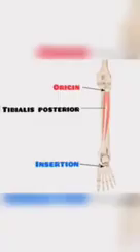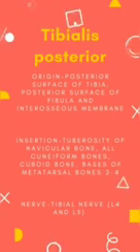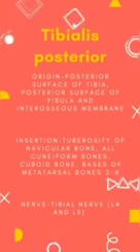Tibialis posterior. Origin posterior surface of tibia, posterior surface of fibula and interosseous membrane. Insertion tuberosity of navicular bone, all cuneiform bones, cuboid bone, bases of metatarsal bones, second to fourth toe. Nerve. It is innervated by the tibial nerve L4 and L5.